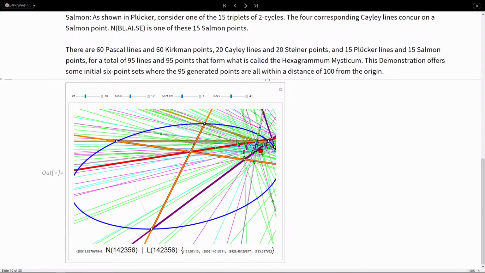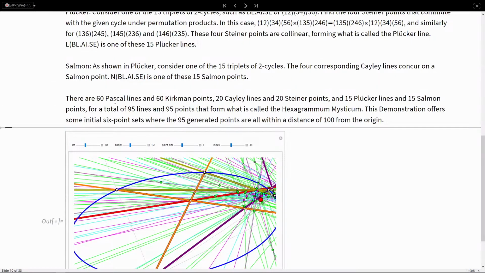Now, one curious thing I found out later, these 6 guys, Pascal, well, not so much Pascal because he died, but the later 5, Kirkman, Cayley, Steiner, Plücker, and Salmon, apparently they all hated each other. It's kind of weird that they all got stuck together with this particular geometric construction.